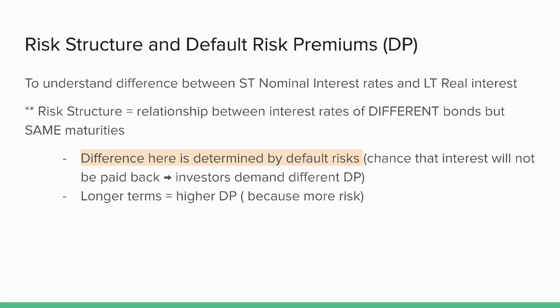We also have the risk structure and default risk premiums, or DP. To understand the difference between short-term nominal interest rates and long-term real interest rates, we have the risk structure, which is the relationship between interest rates of different bonds but the same maturities. The difference here is determined by default risk, which is the chance that the loan will not be paid back, which means that investors will demand different default risk premiums. And then longer terms have a higher default risk premium because there's more risk, right?